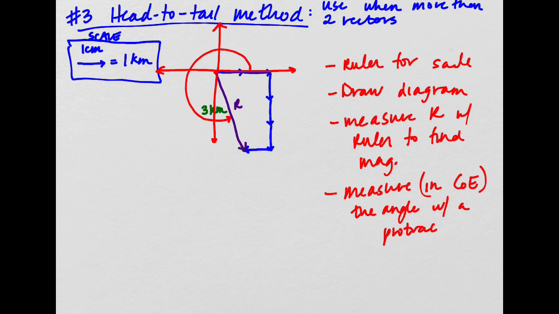There we go. So I don't have a protractor right here with me, so I'm going to say this is 300 degrees, and it's 3 kilometers. Okay. So that is it. We are done with 3.1a and 3.1b.